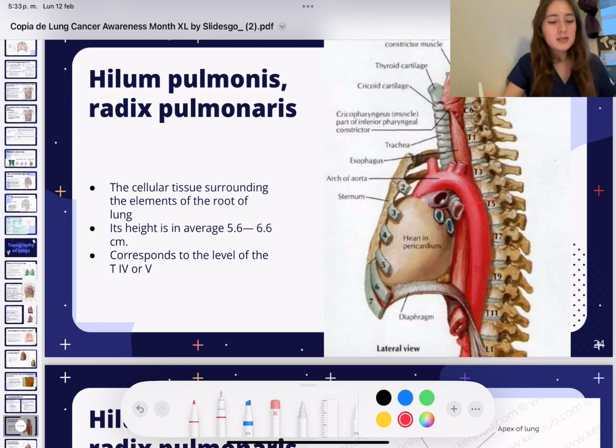Hilum pulmonis, radix pulmonis, is the cellular tissue surrounding the elements of the root of the lung. Its height is on average 5.6 to 6.6 centimeters, and it corresponds to the level of T4 and T5.